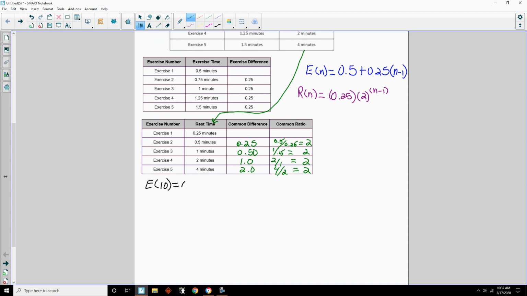equals 0.5 plus 0.25 times 10 minus 1, which is 9. So E of 10 would equal 0.5 plus 9 times 5 is 45, carry the 4, 9 times 2 is 18, plus that 4 is 22, so it's 2.25. So E of 10 would be 0.5 plus 2.25, which is 2.75 minutes.